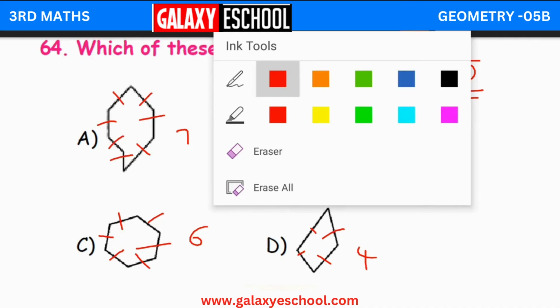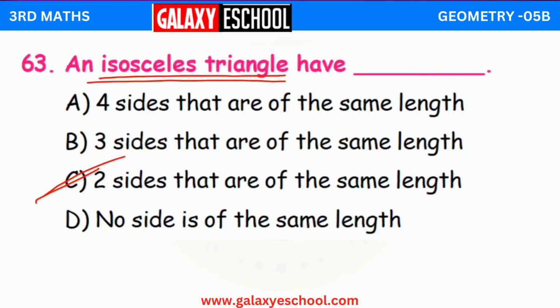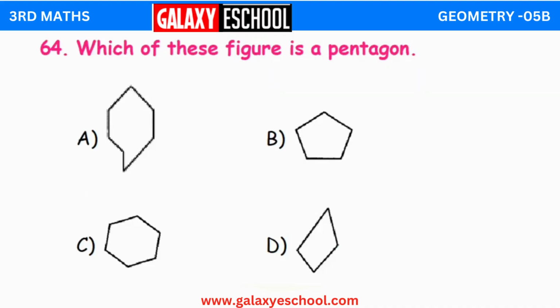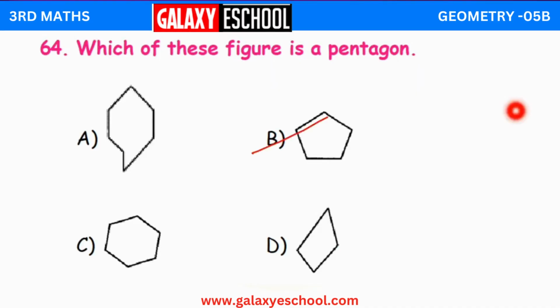I hope this is clear, children. What did we learn extra new today? We've learnt what a pentagon is. We've learnt the isosceles triangle and also we have learnt about congruent figures. The remaining were already discussed in our chapter. Yes, and with this we've completed the multiple choice questions from the chapter geometry.